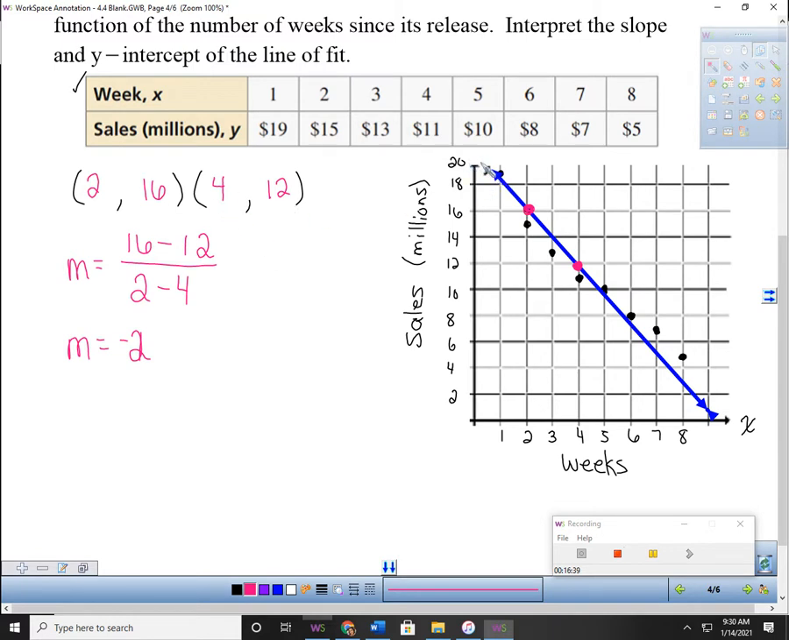All right, and then we're going to use one of these points because I don't know what my y-intercept is, correct? I'm not quite sure. I mean, I could try to extend that, but it wouldn't be accurate. So I'm just going to pick one of these points. It doesn't matter which one. I'm going to go with the 4, 12. And I'm going to put this into point slope form. So I've got y minus, my y value is 12, is equal to my slope times x minus my x value, which is 4.